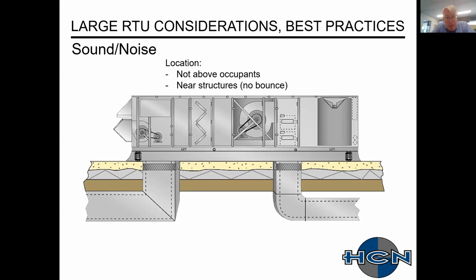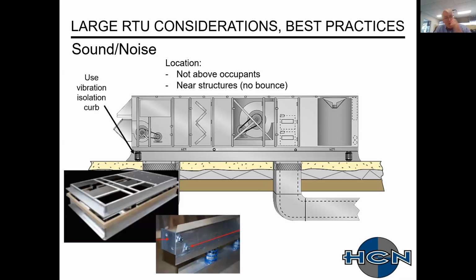From a locations perspective, if you can locate the unit away from occupants, that's always a bonus. Near structures with no bounce, what I'm referring to is you want to try to locate these units near your structural steel. You don't want to put them mid-span. That mid-span also often has a problem with vibration and support, et cetera, like that. You can provide vibration isolation curbs, a couple pictures there.